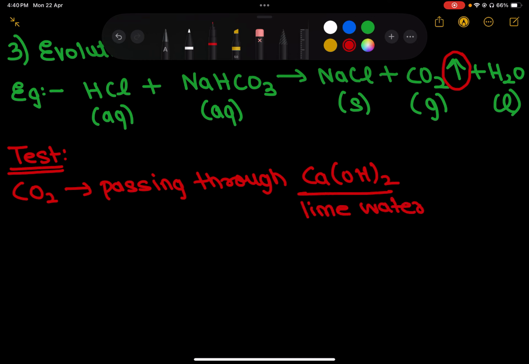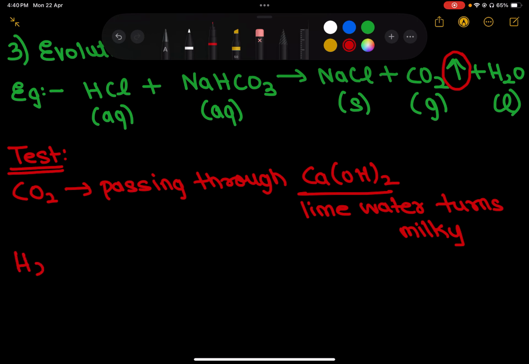Okay, it turns milky. So when CO2 is passed through lime water, it turns milky, and this milkiness is due to the presence of another compound. I am not going to discuss it here, but it is due to another compound, and that indicates that it was CO2 gas which has passed through. So that detects CO2 gas.